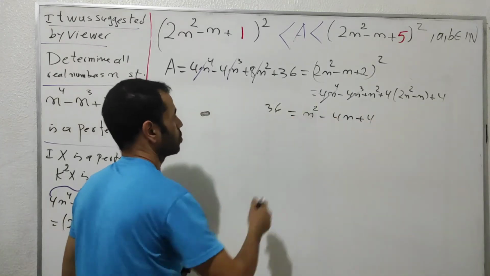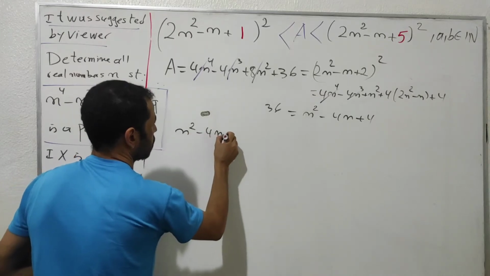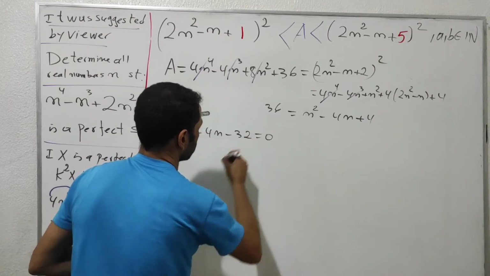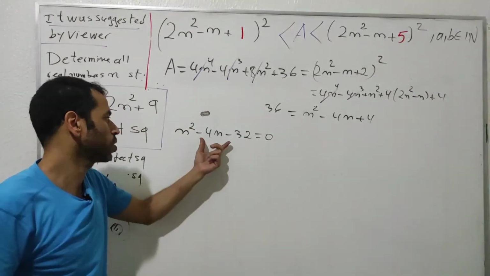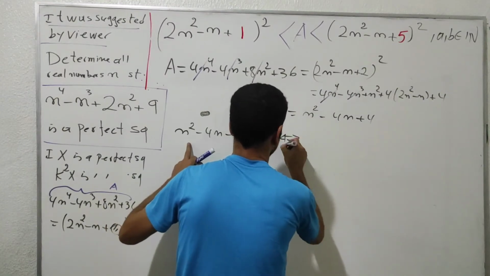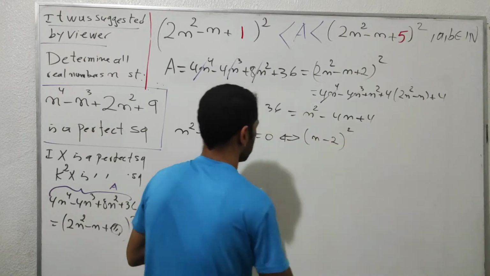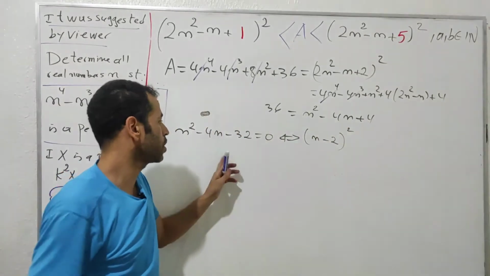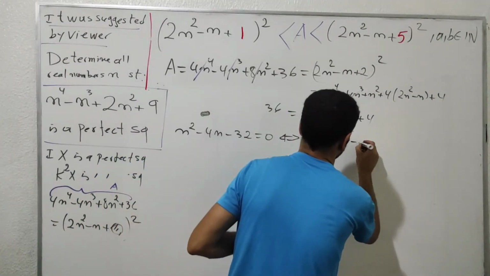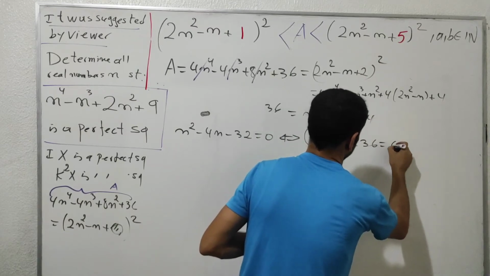By taking all the terms to one side, I get here n squared minus 4n, so I get here minus 32 equals 0. Okay, so I'm going to use a trick here in order to factor this one out. I get here n minus 2 quantity squared, I get here n squared minus 4n plus number 4 minus 36, which equals 36. Okay, this 36 is the same as 6 squared.